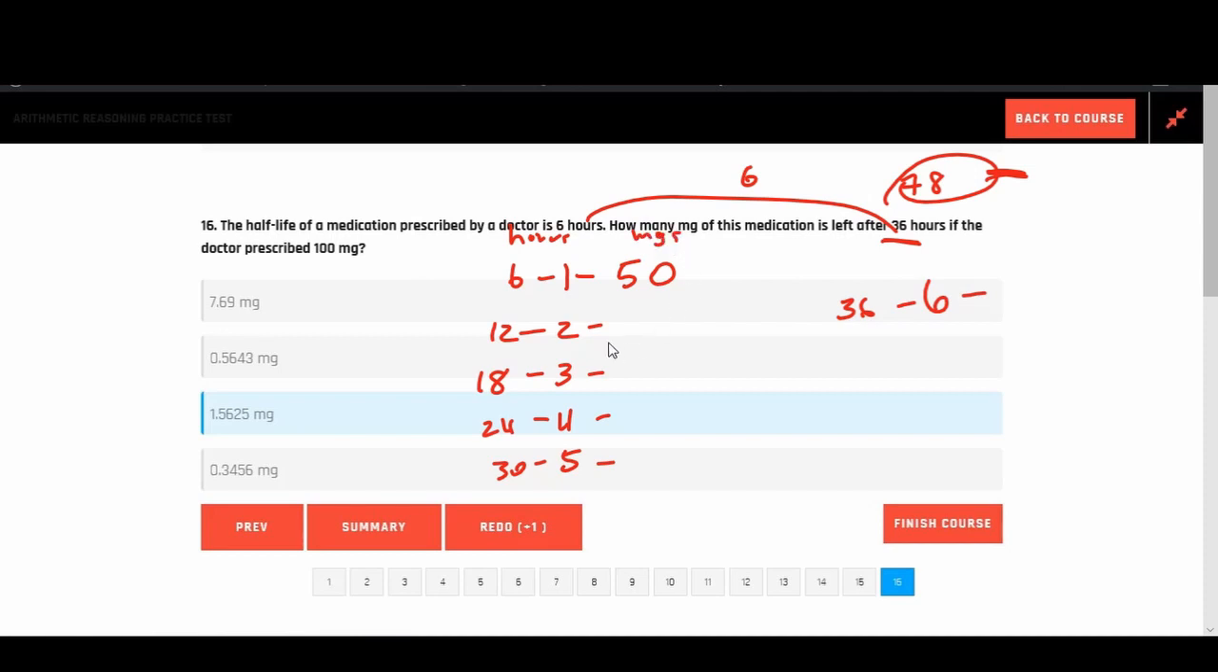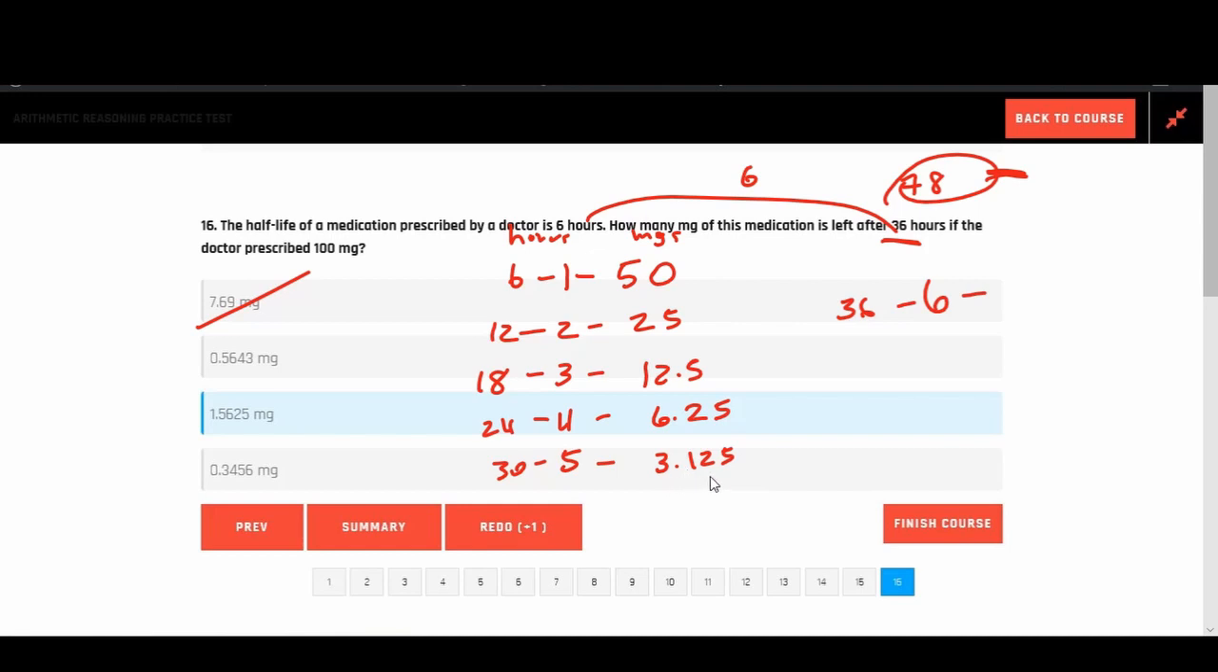This is our milligrams. Again, after 12 hours, it cuts in half to 25. After 18 hours, it cuts again in half to 12.5. After 24 hours, it cuts again in half to 6.25. And again, we should be able to do this math mentally. After 30 hours, it cuts into 3.125. So at this point, we can rule this one out as an answer. And now we have to cut this in half again.